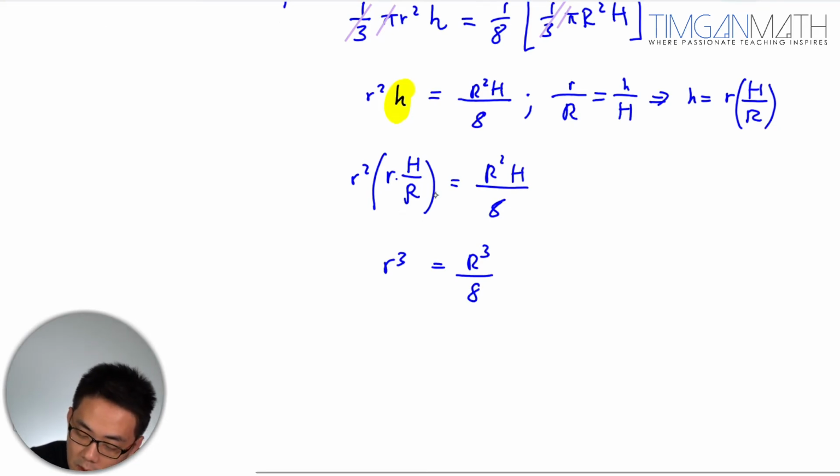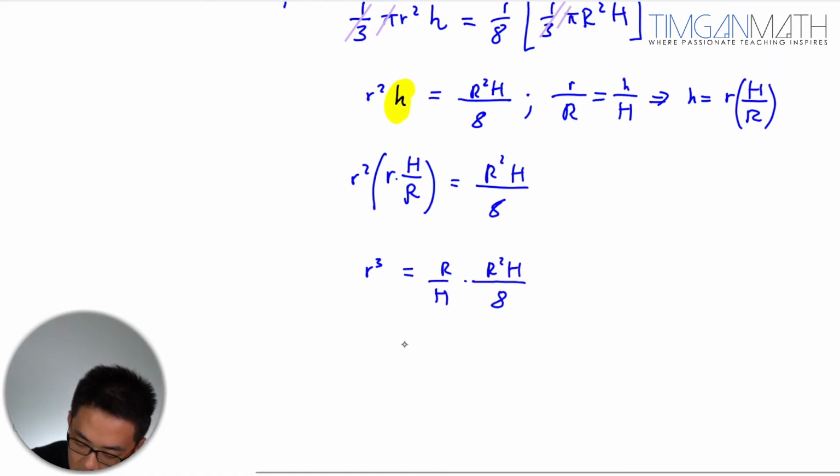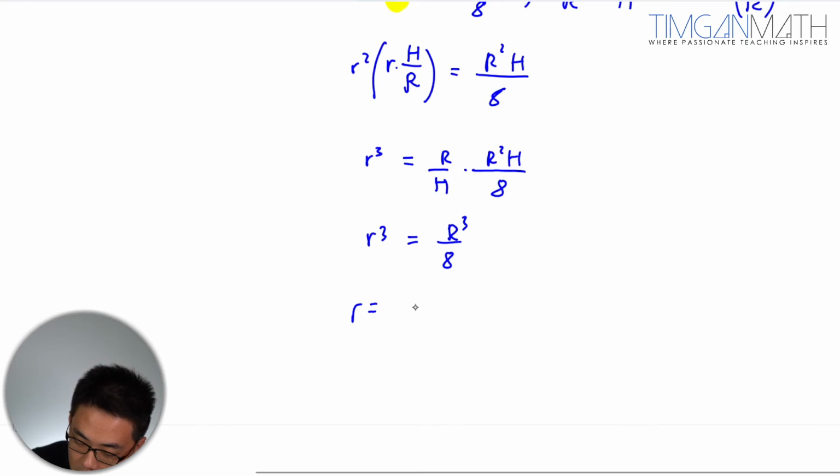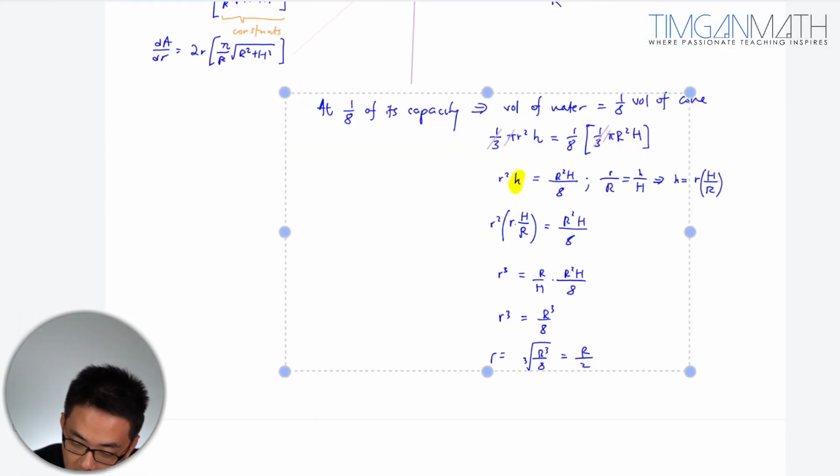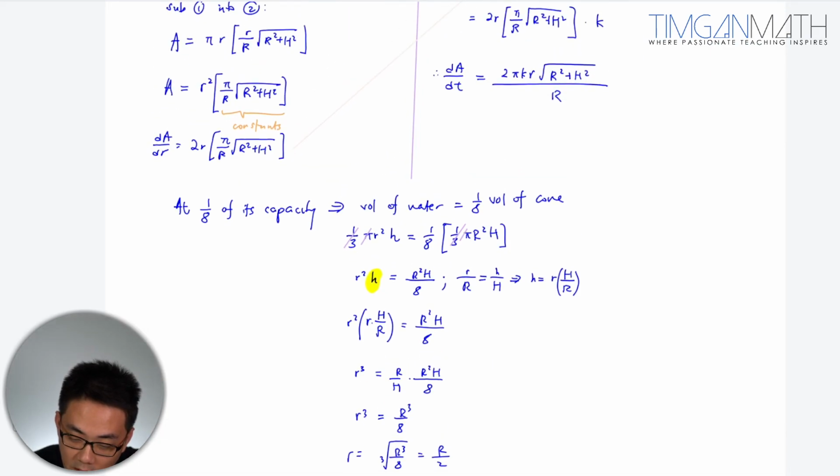So this will just be r cubed over R cubed equals 1/8. So r will be the cubic root of R cubed over 8, which is R over 2. Okay. So at this juncture, you know that small r is equal to capital R over 2.